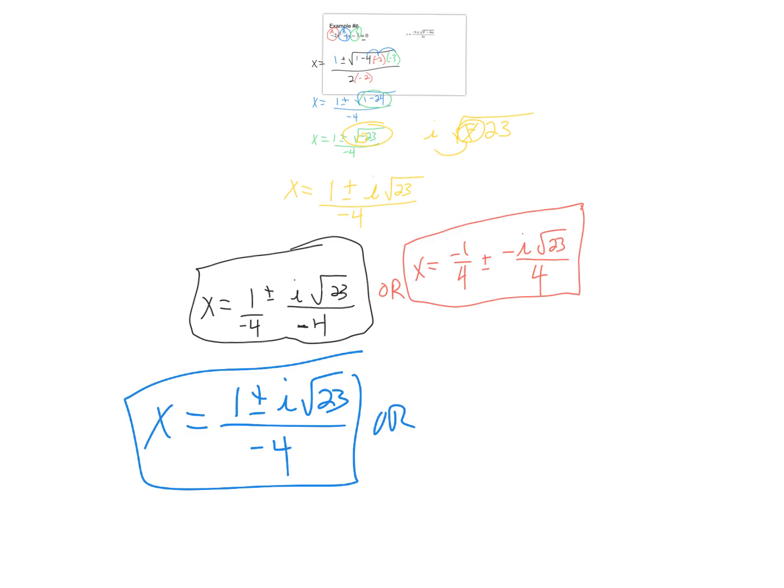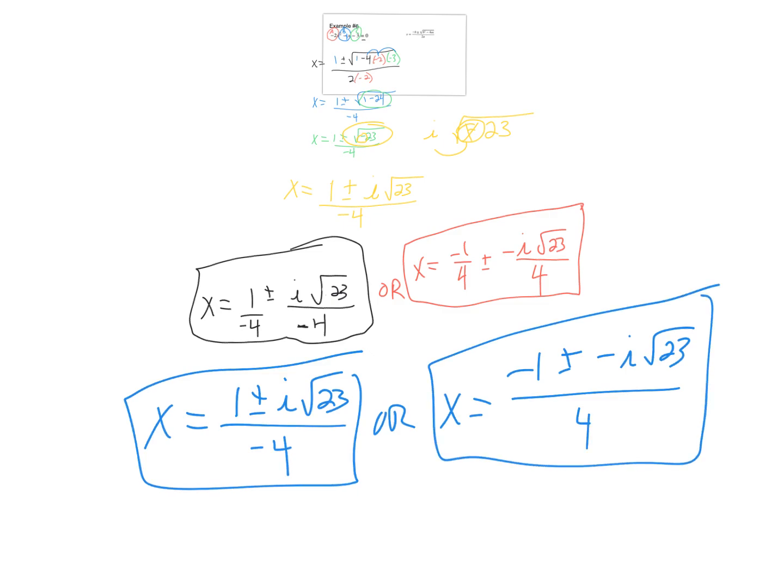Or, again, some math teachers say, I don't like that negative, so you would have to write it as negative 1 plus or minus negative i radical 23 all over 4. So again, four different ways you can write this answer, so make sure you know what your teacher likes. Okay? So let's move on.